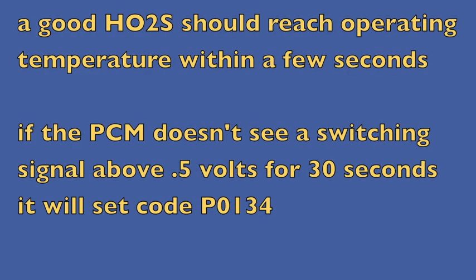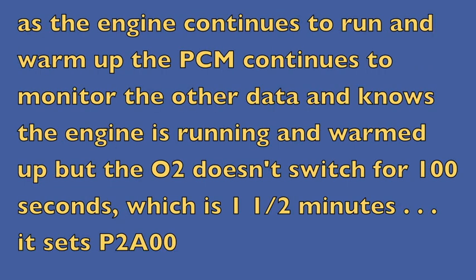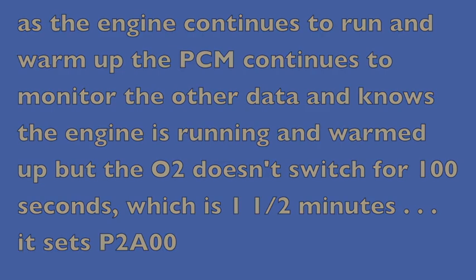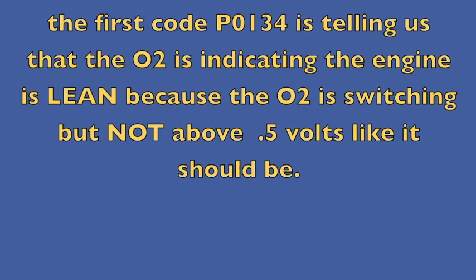A good heated oxygen sensor should reach operating temperature within just a few seconds. If the PCM doesn't see a switching signal above a half a volt for 30 seconds, it will set code P0134. As the engine continues to run and warms up, the PCM continues to monitor the other data and knows that the engine is running and warmed up, but the O2 sensor doesn't switch for 100 seconds, which is a minute and a half, then it will set P2A00. The first code, P0134, is telling us that the O2 is indicating the engine is lean because the O2 is switching, but not above a half volt like it should be.